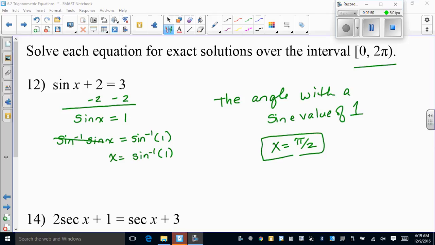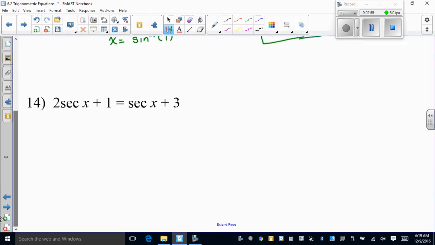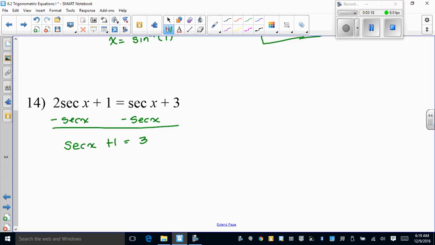Okay, number 14. We have secant on both sides. So we move this secant to this side and this 1 to this side. So subtract secant of x, subtract secant of x, and 2 minus 1 is going to just give me 1 secant of x, plus 1 equals 3. These will cancel out. Subtract 1, subtract 1. So secant of x equals 2.